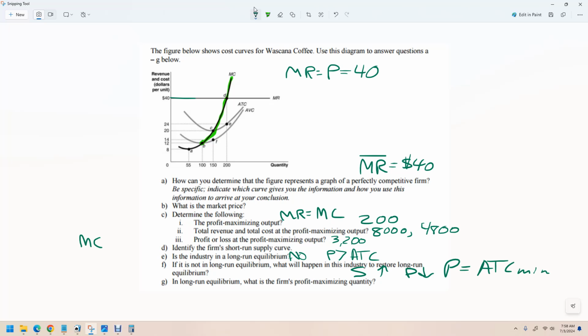We can find that on our graph. Just look for this point right here, because that's the minimum right there. So it'll be 20. So 20 will be the price, and then follow that to where it hits the quantity there. The quantity will be 150. Hopefully that was good review. That's a perfectly competitive firm, and it's a graphical analysis.